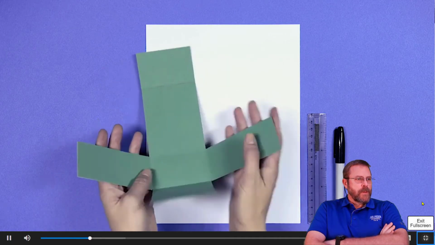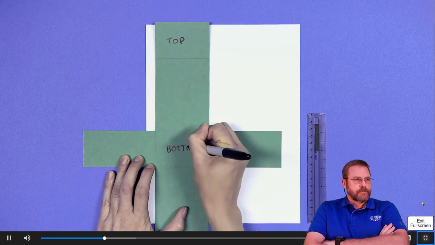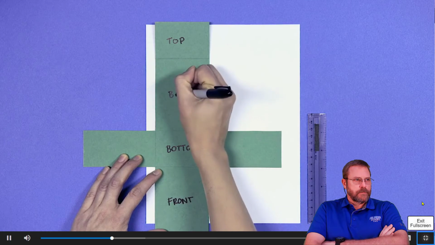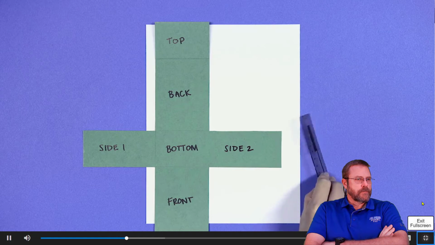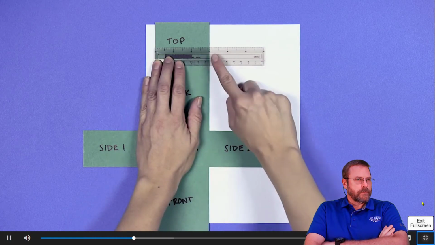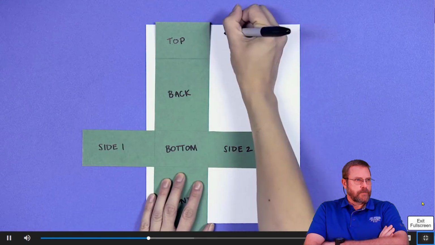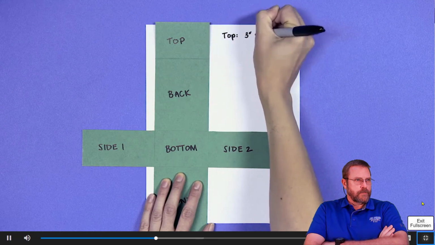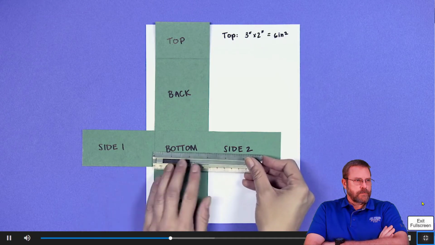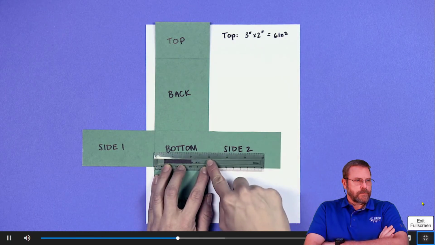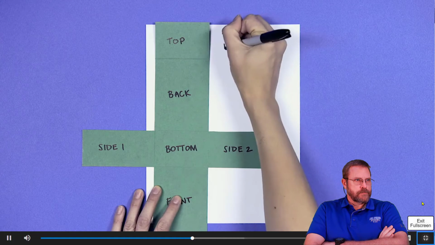Open the prism and use a marker to label the rectangular top, bottom, front, back, side 1, and side 2. Measure the length and width of each face and then calculate the area, beginning at the top. 3 inches by 2 inches. Write the dimensions and calculate the area, 6 square inches. Opposite faces of a rectangular prism have the same dimensions, so they are congruent. The bottom face will have the same area as the top face, 3 inches by 2 inches.